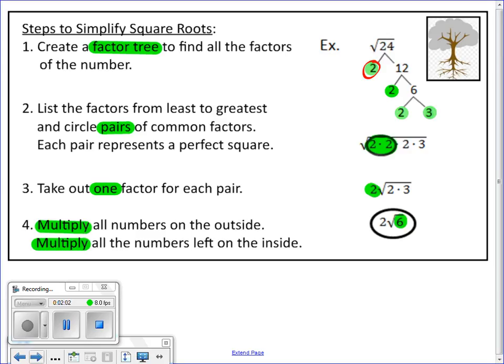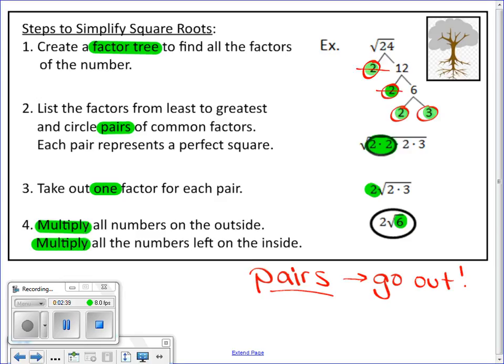Okay, so then 12, I can break down 2 times 6. 2 is prime. 6 is 2 times 3. 2 and 3 are both prime. So once you get the number broken down to all its primes, you want to look for pairs. Pairs of numbers, so groups of 2. And pairs, they go out. Think about it as going on a date, right? You and another person together go out on a date as 1 couple.